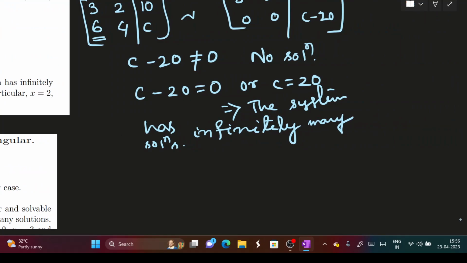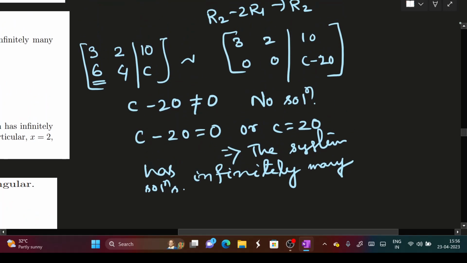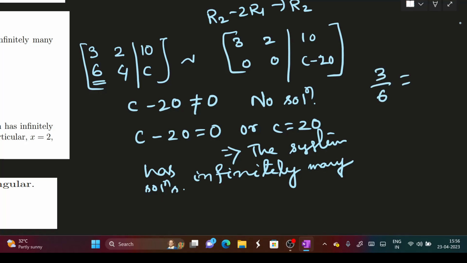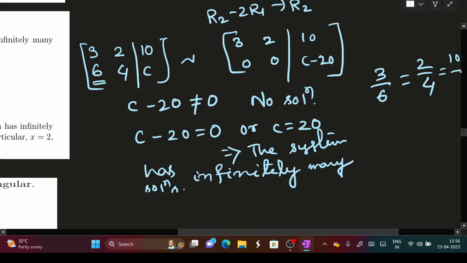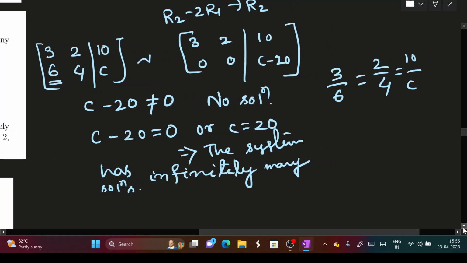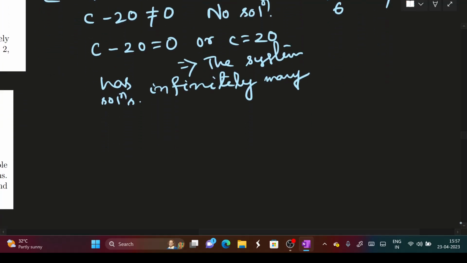Observe here one of the pivots is missing. As one of the pivots is missing, it is singular. In this format also one can tell: 3 by 6 is equal to 2 by 4, hence it is singular. And if it is equal to 10 by C, then the system of equations has infinitely many solutions. So it is also another way of evaluating. So in that case, C is equal to 20.